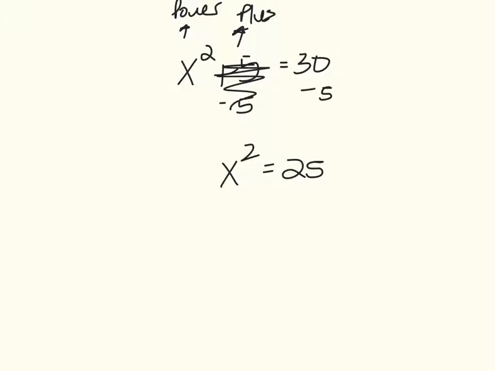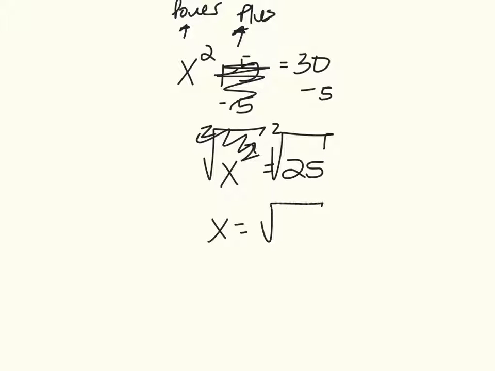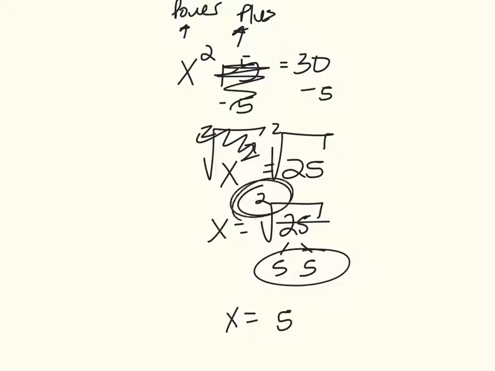What's the opposite of the second power? Well, that's going to be the second root. That goes away. X equals the second root of 25, which, let's see, 5 and 5. So x equals 5, but because I took an even root, I get two answers. I get the positive and the negative. So x equals plus or minus 5.